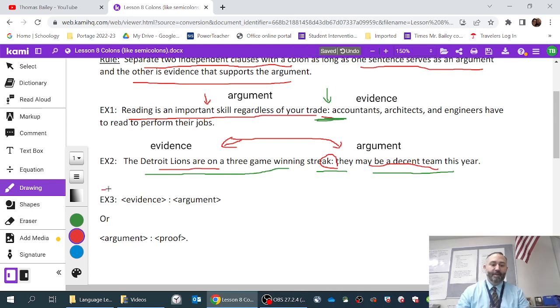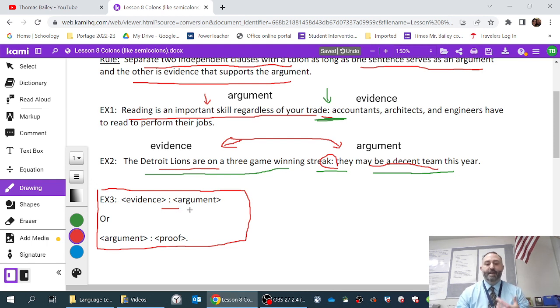So basically, when you do this rule, when you create your own example, you can choose to either start with a sentence that serves as evidence and then put in the colon, and then a complete sentence that basically summarizes the argument, and then you can vice versa those things. So in either case, that is how you use a colon, the same way you use the semicolon to separate two related independent clauses.